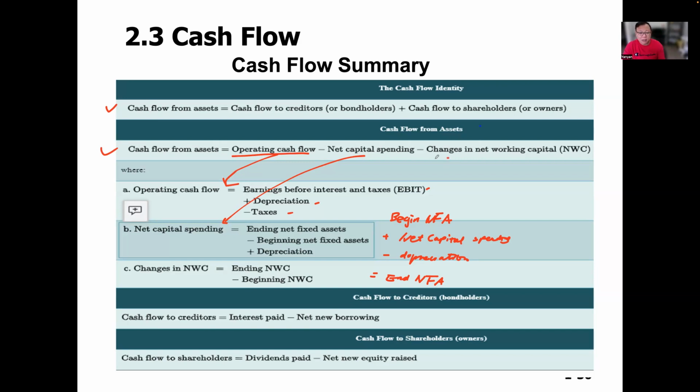The last is the changes in net working capital. You can calculate net working capital by using current asset minus current liability. So how do you calculate the changes? The change in net working capital is the ending net working capital minus the beginning net working capital. This is very important. You don't want to mix this up. So, ending net working capital minus beginning net working capital.